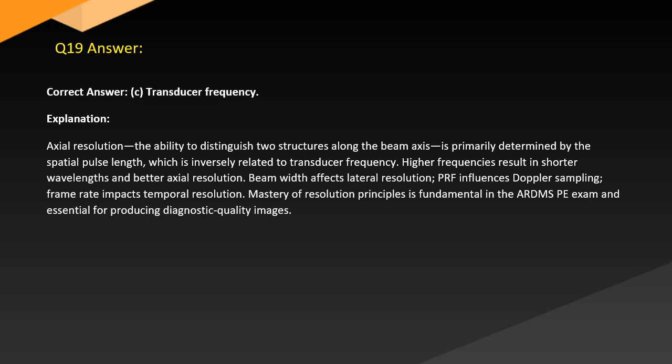Answer. Correct answer: C. Transducer frequency. Explanation: axial resolution, the ability to distinguish two structures along the beam axis, is primarily determined by the spatial pulse length, which is inversely related to transducer frequency. Higher frequencies result in shorter wavelengths and better axial resolution.